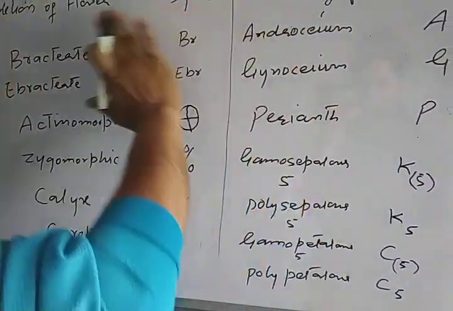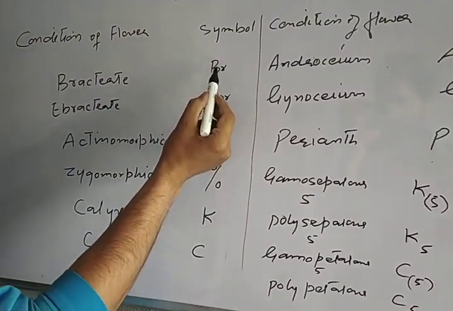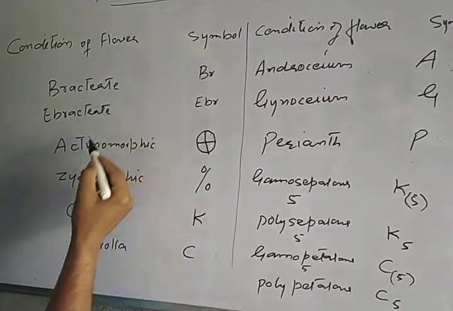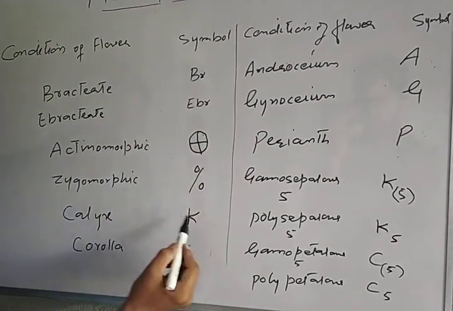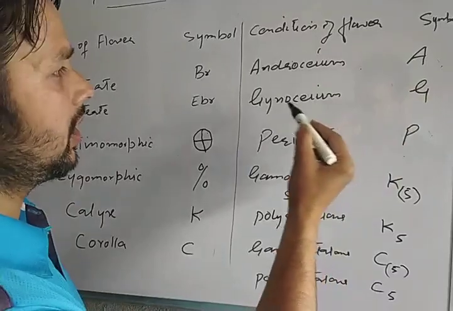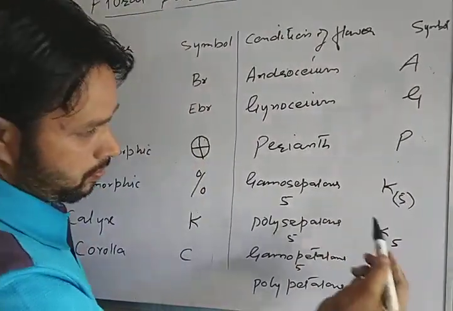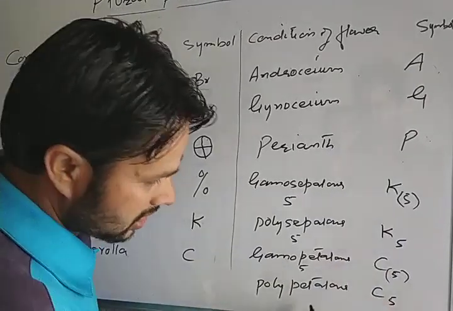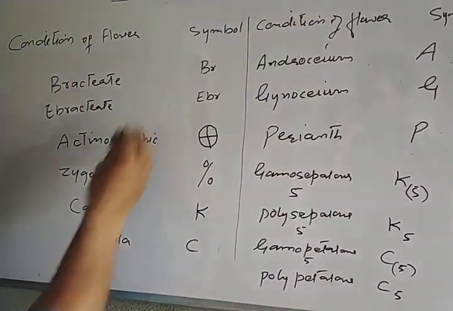Now I am continuing with these conditions. Bract BR symbol, ebracteate EBR, actinomorphic circle plus, zygomorphic percent, calyx K, corolla C, androecium A, gynoecium G, perianth P, gamosepalous condition, polysepalous condition, gamopetalous condition, and polypetalous condition. I am going to continue.